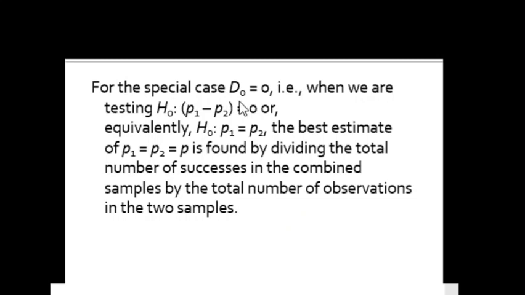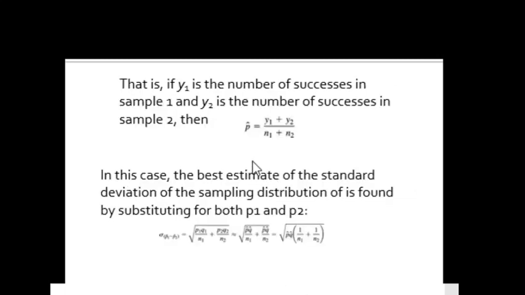That is when we are testing H0, P1 minus P2 equals 0, or equivalent to this would mean P1 equals P2. Okay, so the best estimate that we can find for P1 and P2 would be found by dividing the total number of successes in the combined sample by the total number of observations in the two samples. That's where we will find the value of P hat in this case by adding the two successes for both samples together, dividing by the two sample sizes put together.